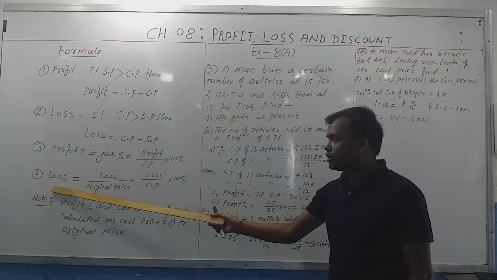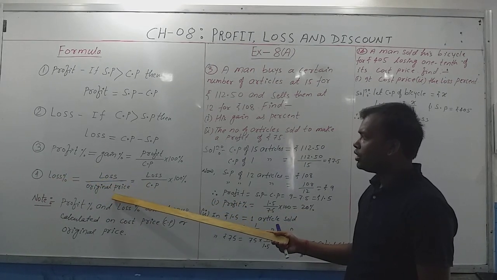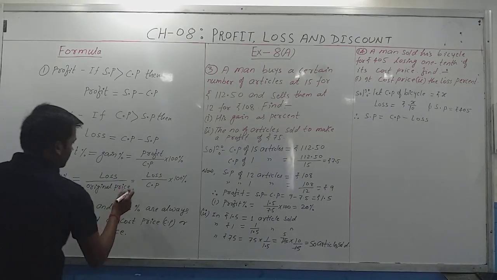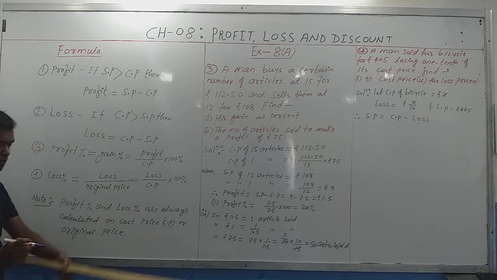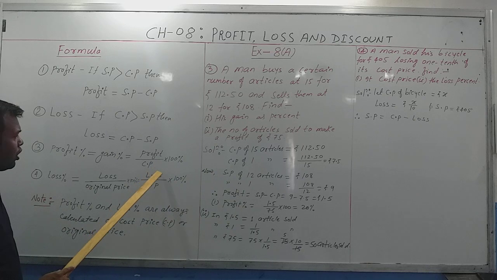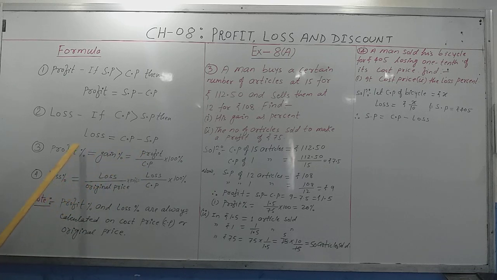I have written this thing in the note. The next one is the loss percent. It is the loss divided by original price into 100%, or simply you can write loss divided by CP into 100%. There is no more change. Here it is the profit percent, that's why it is the profit, and here is the loss percent, therefore it is the loss divided by CP into 100%. And note that profit percent and loss percent are always calculated on cost price, that is CP, or original price. Based on these formulas, we are able to solve the exercise.